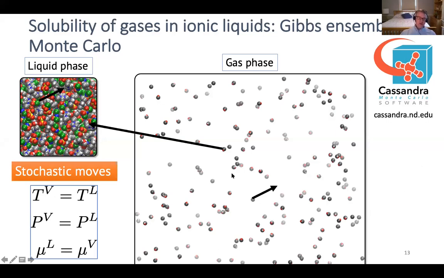So what do we do? We set up a two-box Gibbs ensemble calculation where we have an ionic liquid phase and a gas phase. And through Monte Carlo moves, we make sure that the temperatures, pressures, and chemical potentials are equal. For a given pressure in the gas phase and a given temperature, that would set the composition of the gas in the liquid phase, and that would set one point on an adsorption isotherm. So we do that for these different ionic liquid systems.